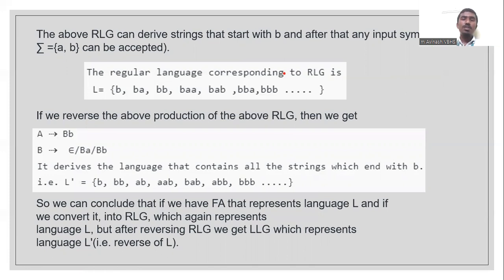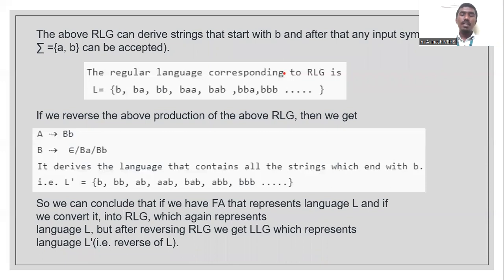The regular language corresponding to the right linear grammar is L equal to b, ba, bb, baa, bab, bba, bbb, and it goes on. If we reverse the productions of the above right linear grammar, then we get A tends to Bb, B tends to epsilon, Ba, Bb. It derives the language that contains all the strings which end with b, that is L dash equal to b, bb, ab, aab, bab, babb, bba, bbb, and so on.